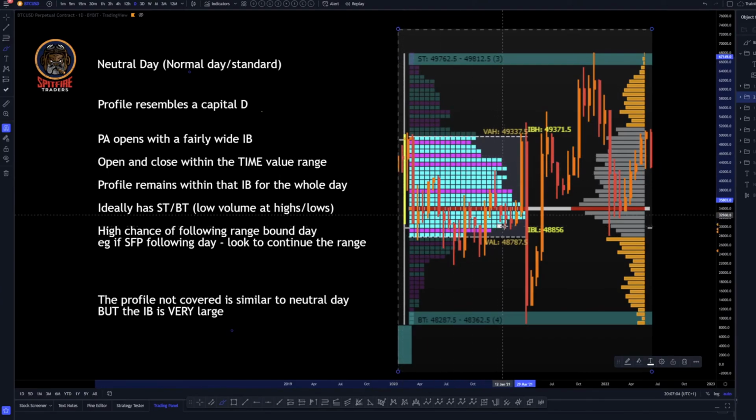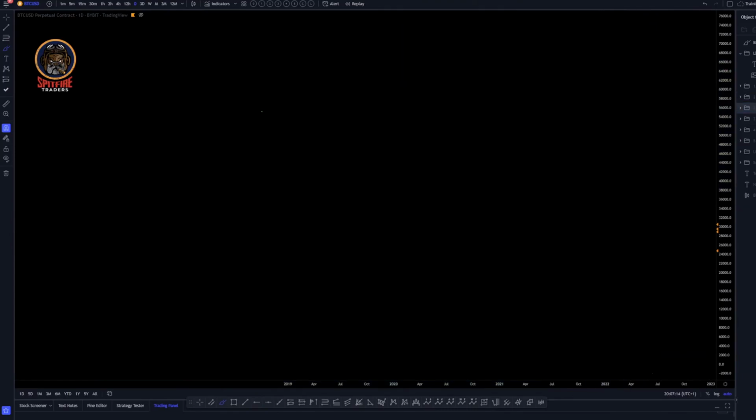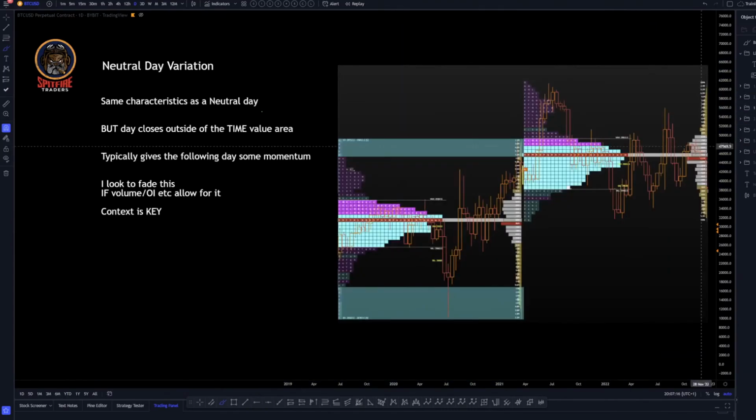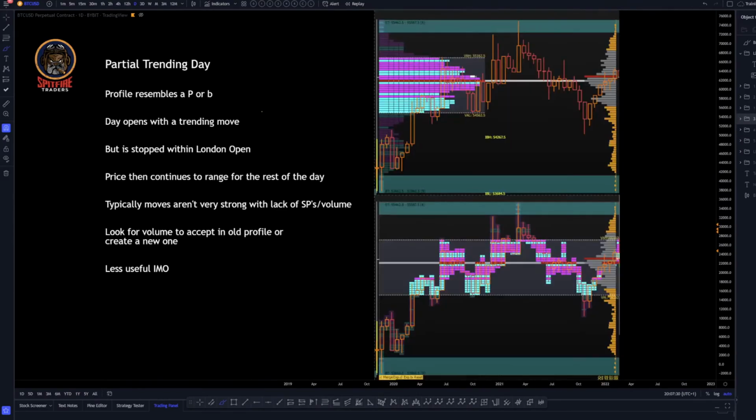Yeah, so open and close within the time value range. Open, close. Chances are the next day is a range bound day. Not always, but chances are it's going to be. Okay, variation: neutral day, but price closes outside of the value area, potentially looking to fade that. All down to context though.